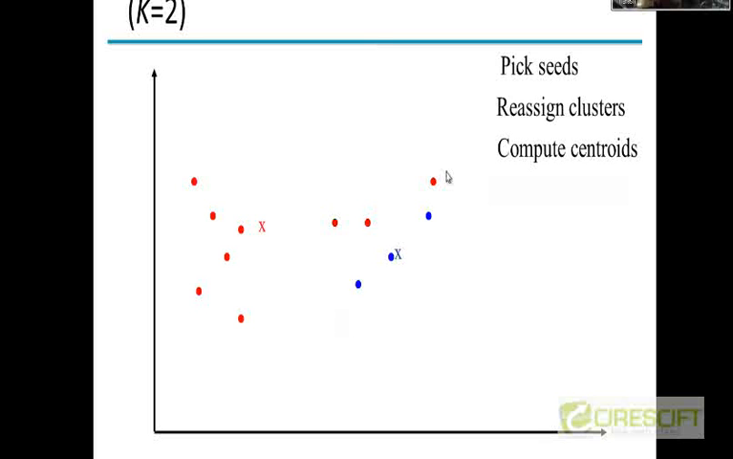Recall that in the previous step these three documents were colored red, but because they are closer to this blue X than to this red X, they will change their identification and become blue. And likewise all these red points, because they are closer to this centroid, they will become red. Now once you reassign the cluster, again you will compute the centroid of the new clusters. And these are the two centroids now of the new clustering.